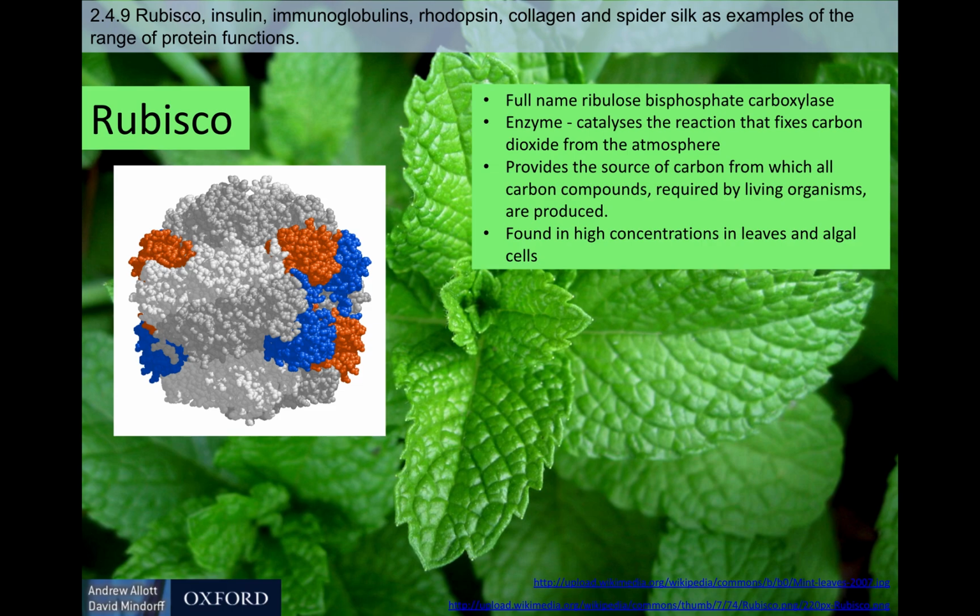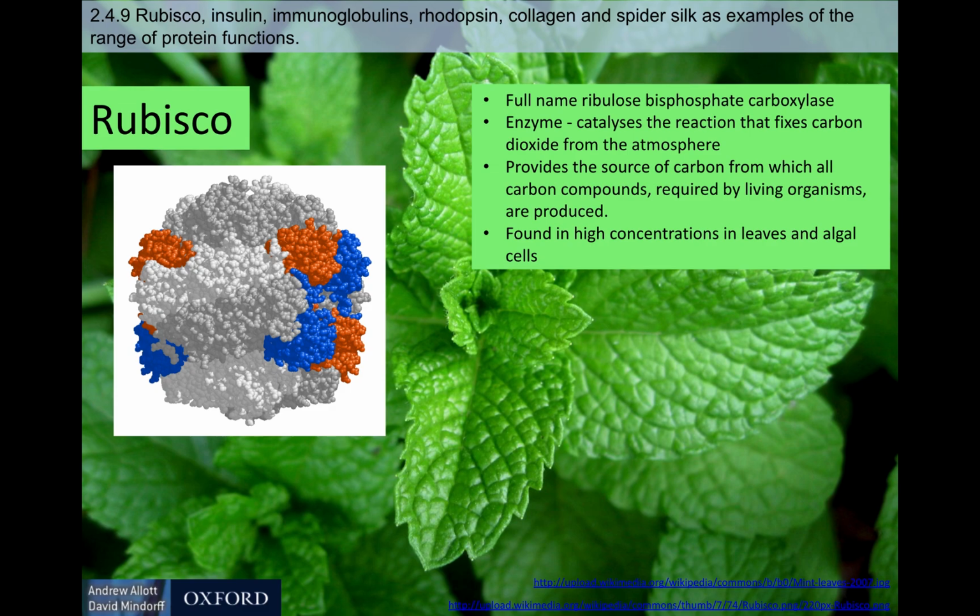So rubisco is one. This is the structural shape of rubisco. This is filled in, so you can't see the interior connections, or interactions, but we always want to show you the structure of a protein because it's what allows for its function. The full name of rubisco is ribulose bisphosphate carboxylase, but you only need to call it rubisco. It's an enzyme that catalyzes, or speeds up, the reaction of fixing carbon dioxide in the atmosphere, and it provides the source of carbon from which all carbon compounds required by living organisms are produced.